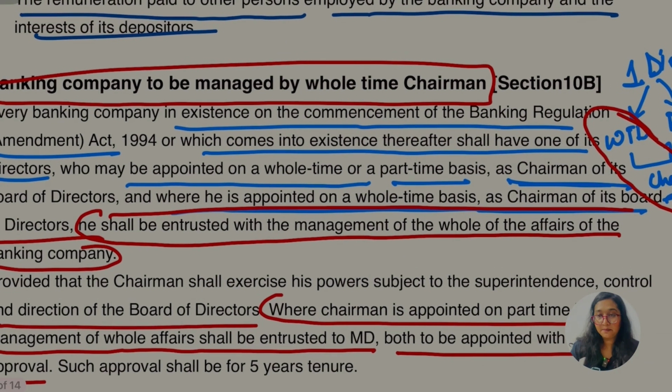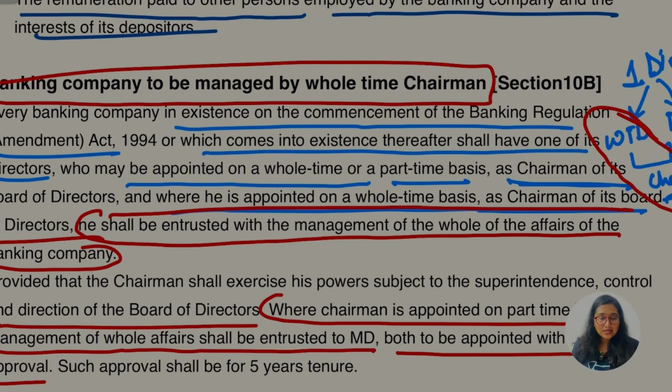Let me read it again. The first point is very clear: the director on the board of directors can be a part-time director or a full-time director, and that person is going to be appointed as chairman. We know the chairman can be a full-time director or a part-time director. Of which company? I'm talking about a banking company.